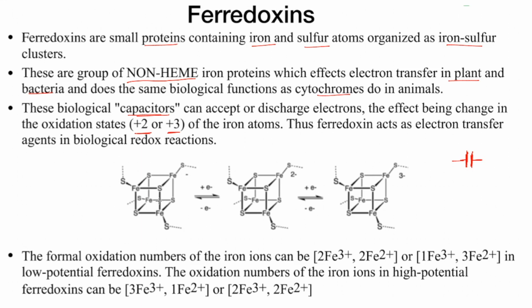You can see how the oxidation state of the ferredoxin is changing. The formal oxidation number of the iron can be 2 iron in +3 state and 2 iron in +2 state, whereas it can also be 1 in +3 and 3 in +2 state in the low potential ferredoxin, where the charges are less. The oxidation number of the iron ions in the high potential ferredoxin can increase, and there the number of iron having +3 charge will be more, right? So that's how they transfer electrons.